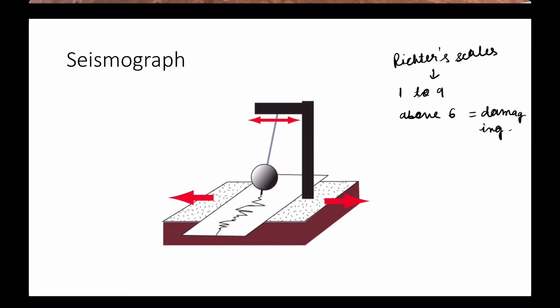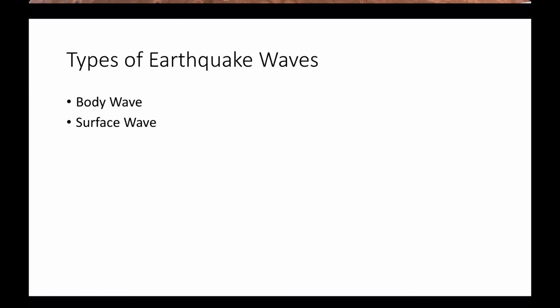Earlier, instead of Richter scale, we used to have Mercalli scale. So now we don't use it, so it's not that important. But if at all it appears in some sort of multiple choice questions, we need to remember that Mercalli scale is associated with earthquake. Now, as I mentioned earlier, the earthquake travels in form of waves, the energy released in form of waves, and there are two types of earthquake waves. One is body wave and another one is the surface wave.